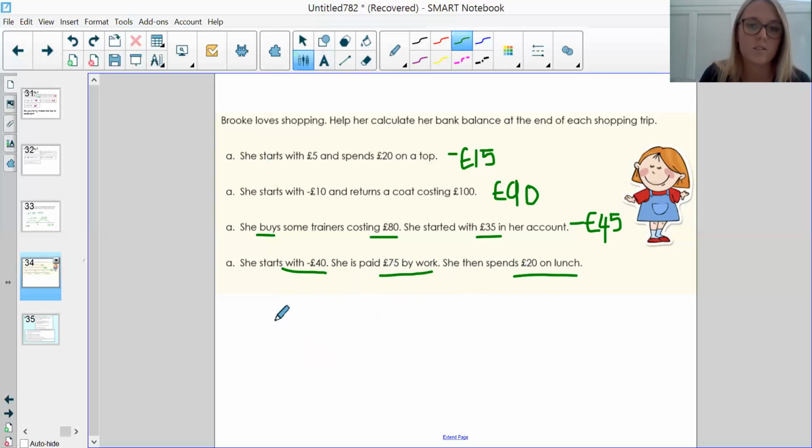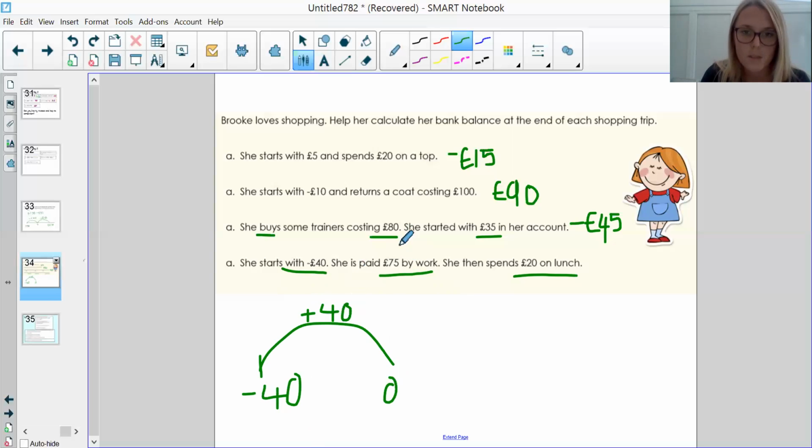Okay, so I'm going to start. So she starts at minus £40 and she is paid £75 by work. So if she's given that money, we are going to be adding it on. Well done. Okay, so we're going to jump up. To get to the 0, we are adding on 40. Okay, so how much have we got left to add on after adding up 40? So what's left from 75? 35. Excellent. Okay, so she would end up with £35 after she's paid.